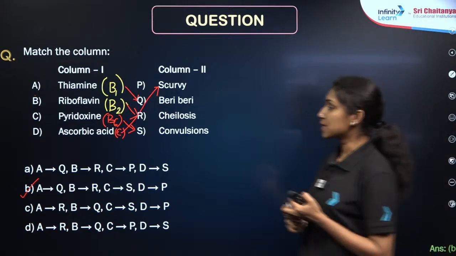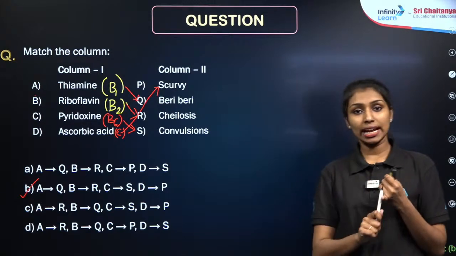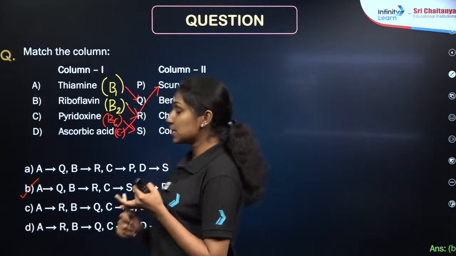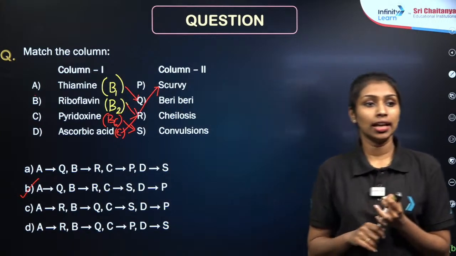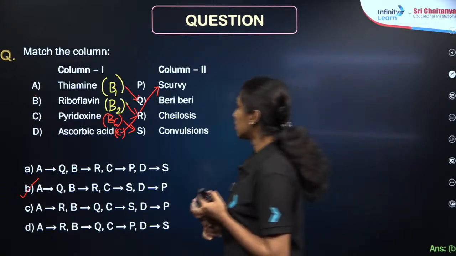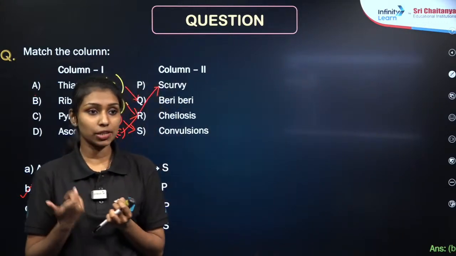Okay, repeated questions are asked from this particular topic. You must have an idea about the chemical names of the different vitamins, starting from vitamin A to K, right? Vitamin A, D, E, K, and vitamin B complex, along with their deficiency diseases.